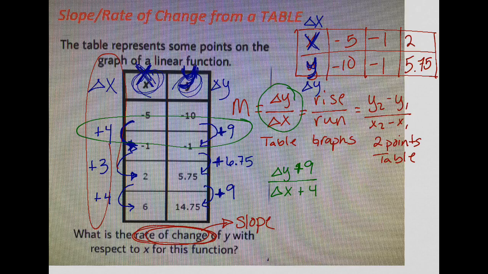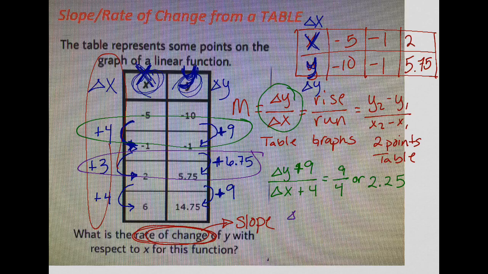9 divided by 4 does not reduce, so that slope would be the fraction 9/4 or the equivalent decimal of 2.25. Now, because I had different changes, I want to check all of them. So the next one is a change of x of plus 3 and a change of y of plus 6.75.